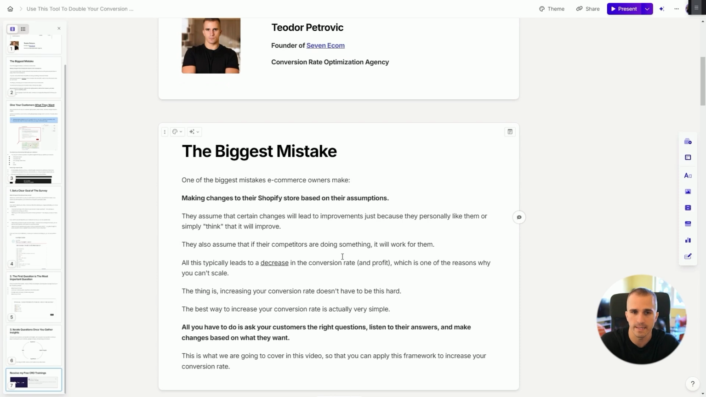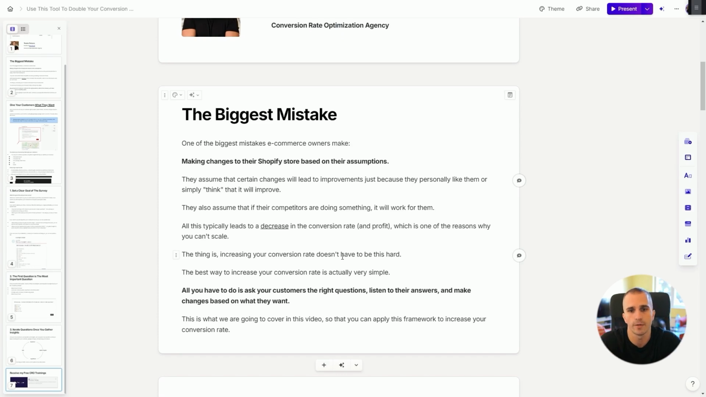So one of the biggest mistakes is that they're making changes to their Shopify store based on their assumptions. They assume that certain things will lead to improvements just because they personally like them, or they just think that something will improve their conversion rate. They also assume that if their competitors are doing something, that it will work for them, and all this type of practice typically leads to a decrease in your conversion rate and therefore the profit of your Shopify store, which is one of the biggest reasons why you can't scale.